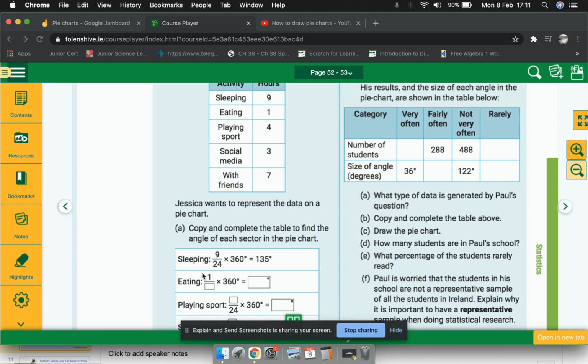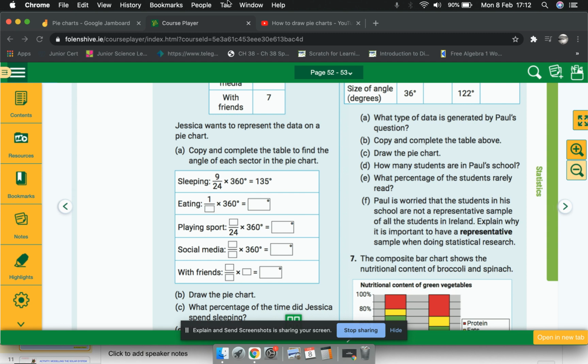So let's have a go at a second one. Let's say for argument's sake, I want to do eating. Well, what you would do here is say that's 1 out of how many hours, which in this case is 24. So that would be 1 over 24 and multiply by 360 degrees, and you should get an answer of 15 degrees when you work that out.